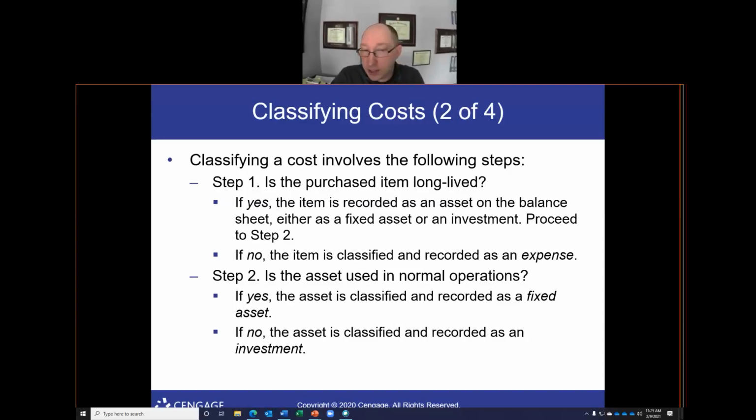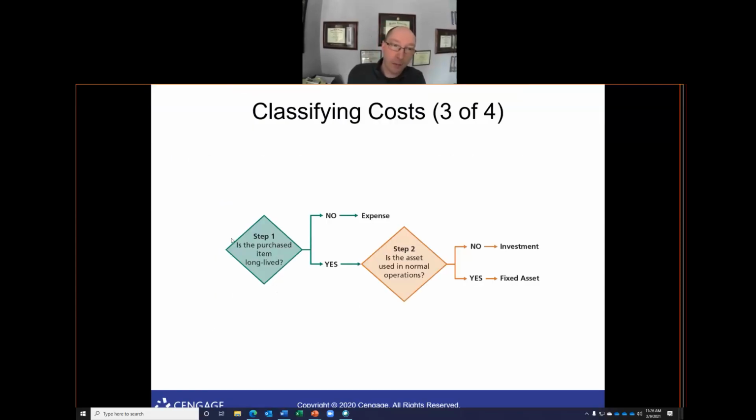And if the answer is it's not a fixed asset or an investment, and we don't expect it to last long, we record it as an expense. Step 2. Is the asset used in normal operations? That's day-to-day operations of the business, like we just talked about. Property, plant, and equipment we use to help us generate revenue somehow, we record as a fixed asset. If it is not used to help us generate revenue, it's an investment. Just like David's question, if it helps us generate revenue, it's a fixed asset. If it does not, it's an investment. Excellent question.